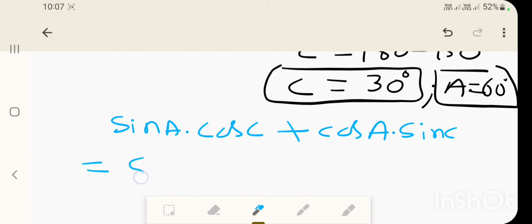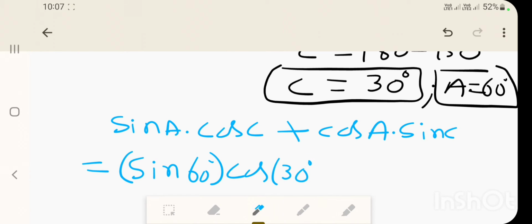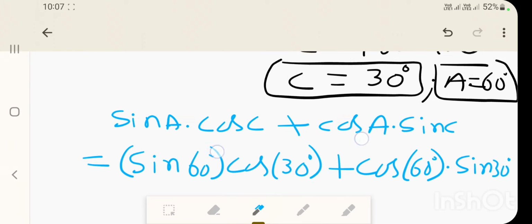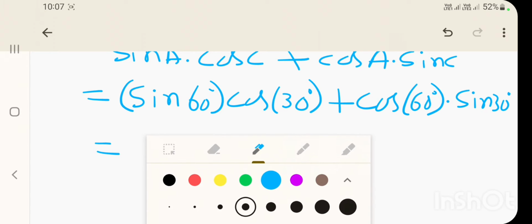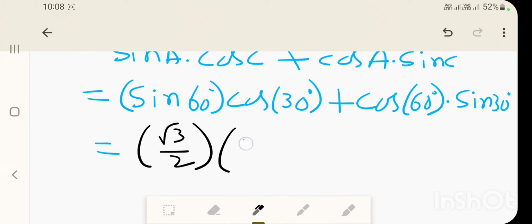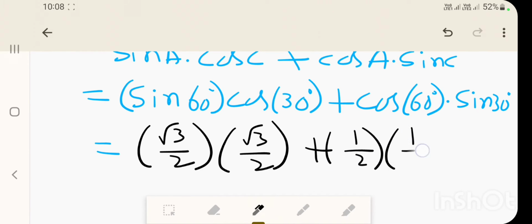Okay. Sine A we know, sine 60. And cos C is nothing but cos 30, plus cos A is nothing but cos 60, into sin C, which is nothing but sin 30. So here, the values which you have to remember: sin 60 is root 3 by 2. This value you have to memorize. Cos 30 is also root 3 by 2. I will give a trick here. Cos 60 is 1 by 2. Sin 30 is 1 by 2.